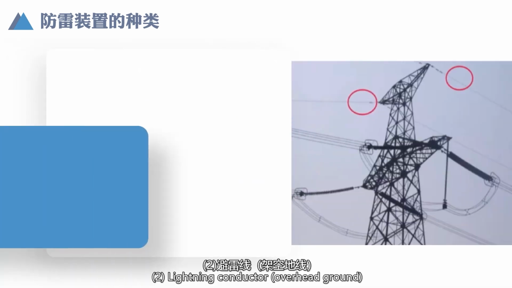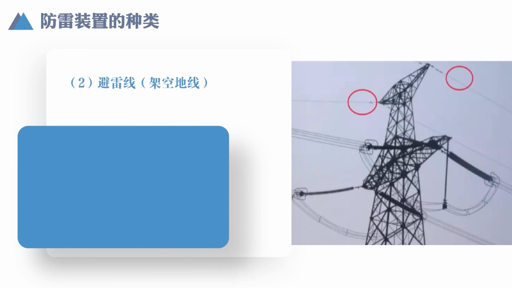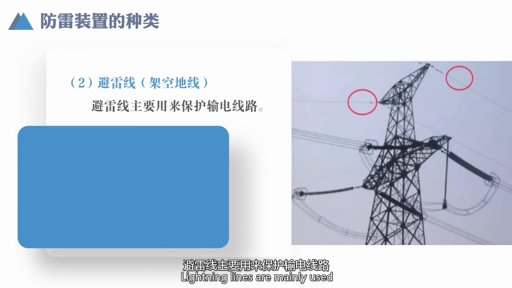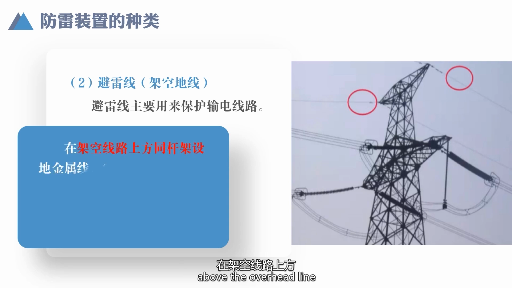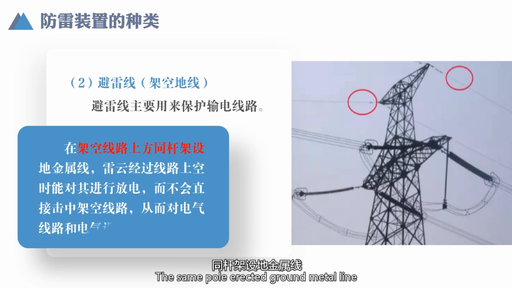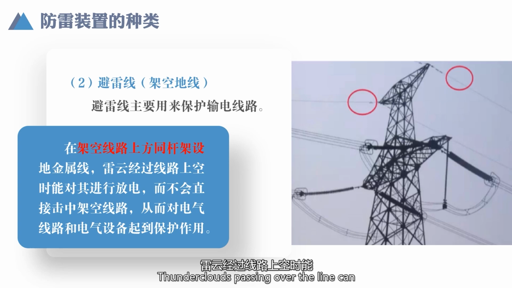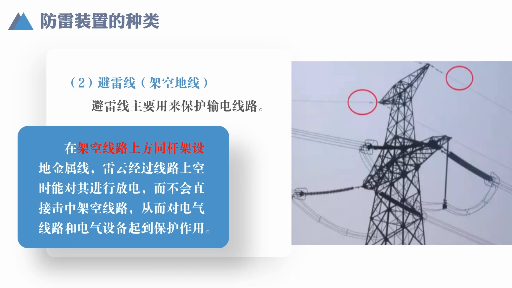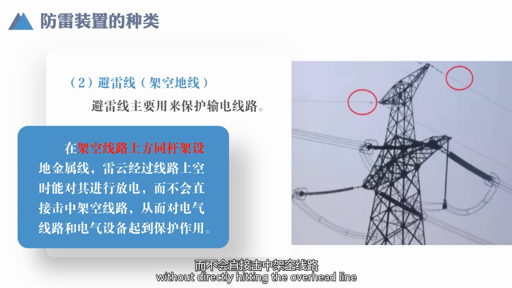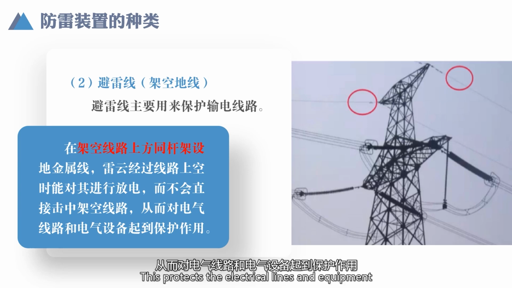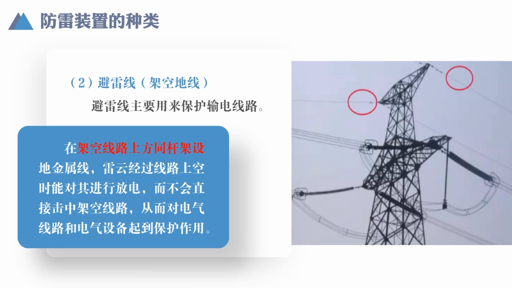Lightning conductor, or overhead ground line. Lightning conductors are mainly used to protect transmission lines above the overhead line. The same pole is erected with a ground metal line. Thunderclouds passing over the line can discharge on it without directly hitting the overhead line. This protects the electrical lines and equipment.